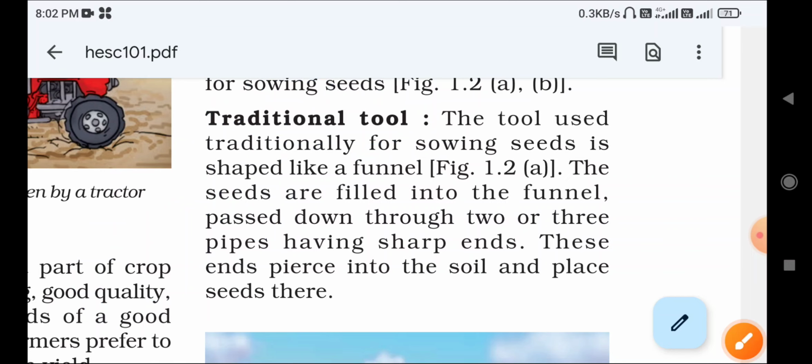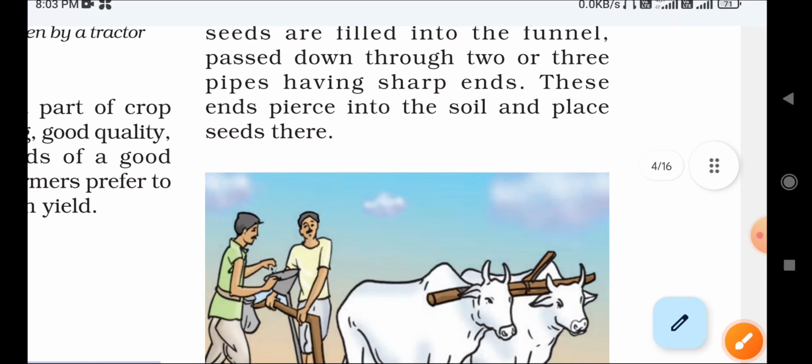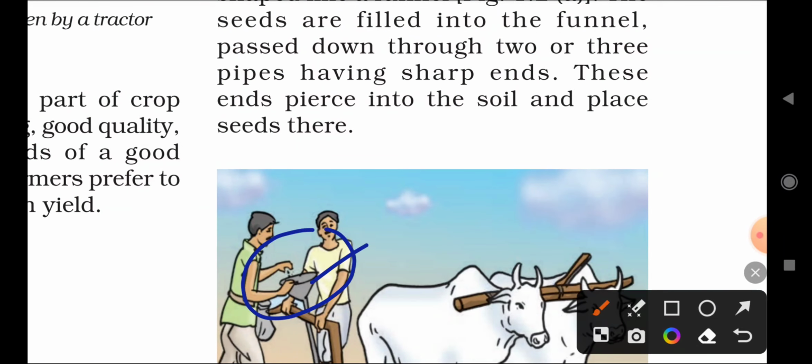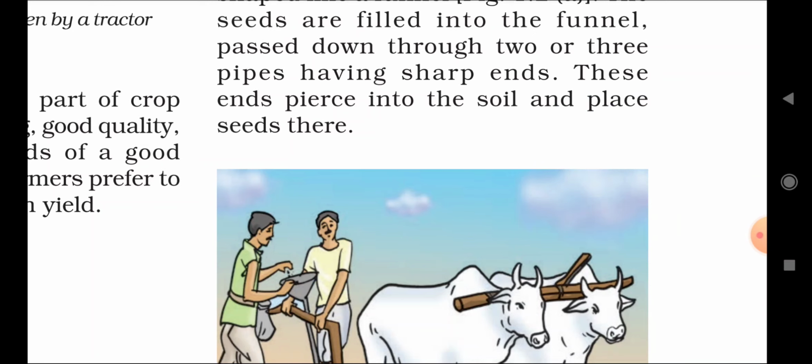So what tools are used in the agricultural field? The tool used traditionally for sowing seeds is shaped like a funnel. For example, in agricultural fields the crops are grown over a period of 6 months, 8 months or a year, in soil, with tools like funnels. By using this funnel we are sowing seeds in the soil.